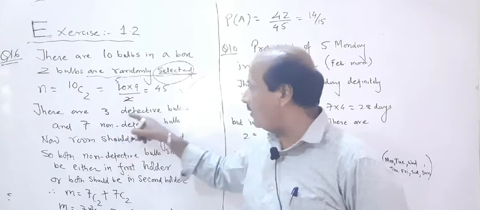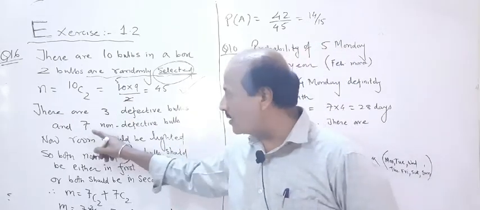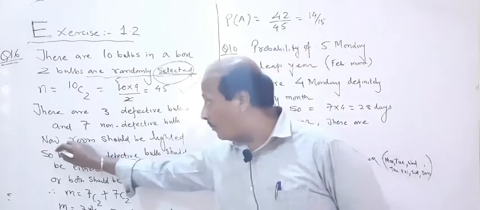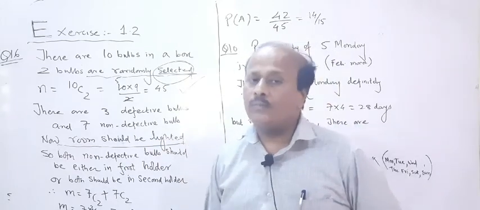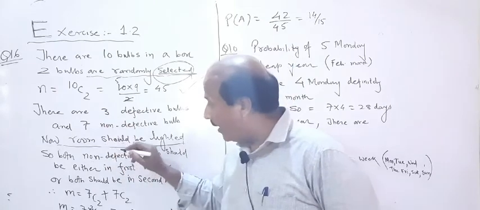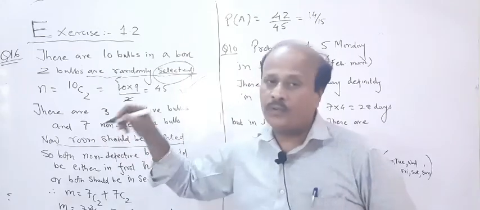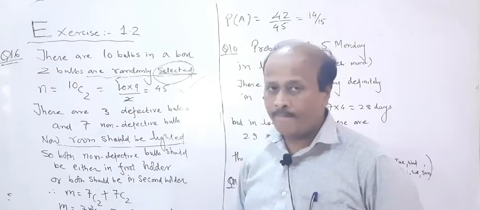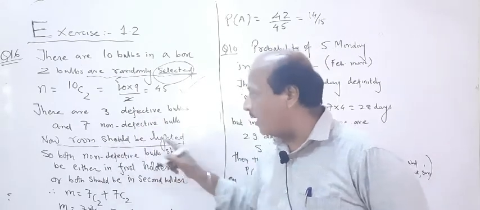Now there are 3 defective bulbs given in your book. It means that there are 7 non-defective bulbs. And one very important line is given: the room should be lighted. What does it mean? That there should be light in the room. Light will be there in the room only when a non-defective bulb is put in a holder. If you put a defective bulb in a holder, then light will not be there in the room. So the room should be lighted.